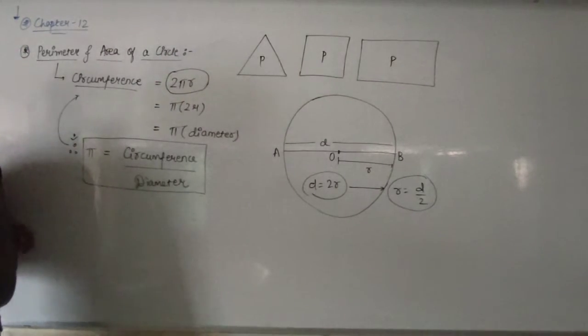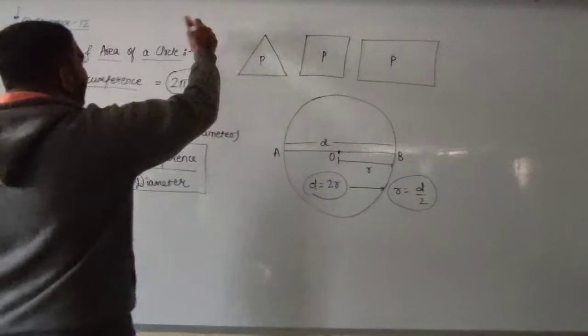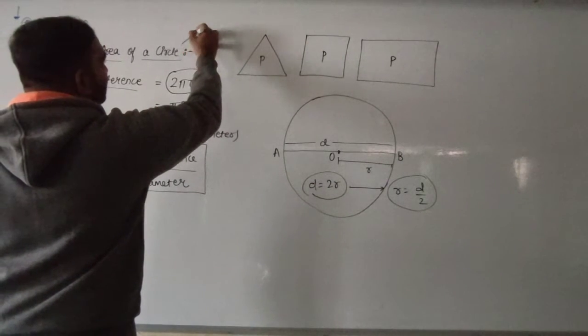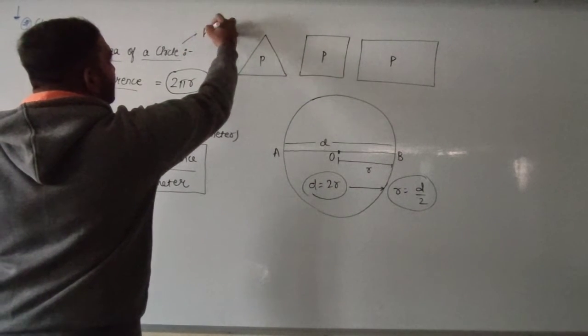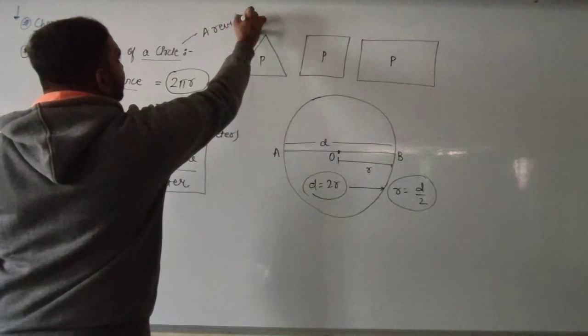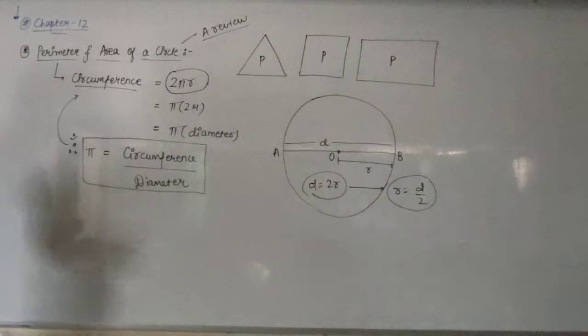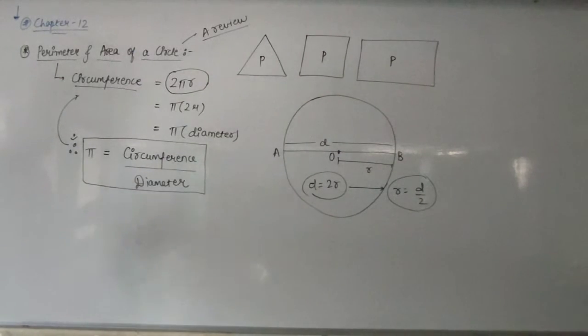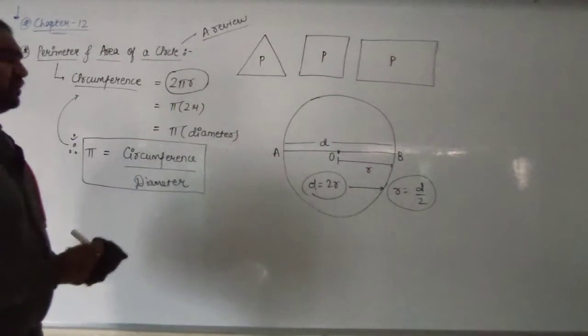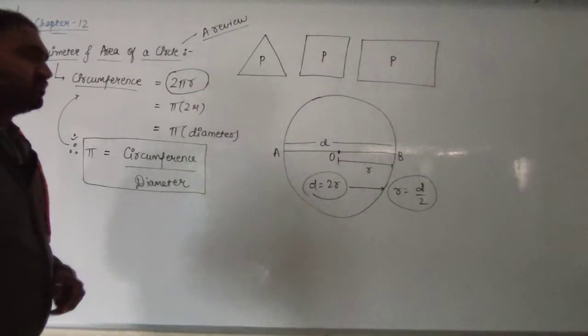If you have read the name of the topic, Perimeter and Area of a Circle, it is written with a hyphen: a review. A review means we are just trying to understand what we have already studied in the previous classes, right? So that is the perimeter of the circle, or the circumference of the circle.